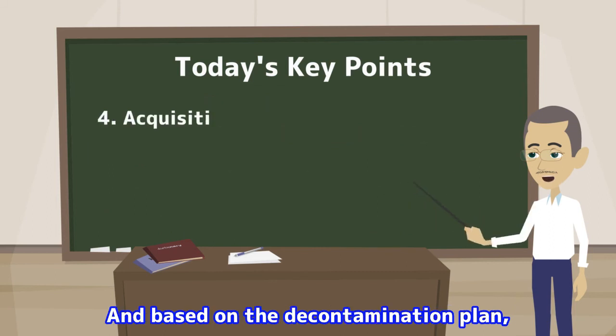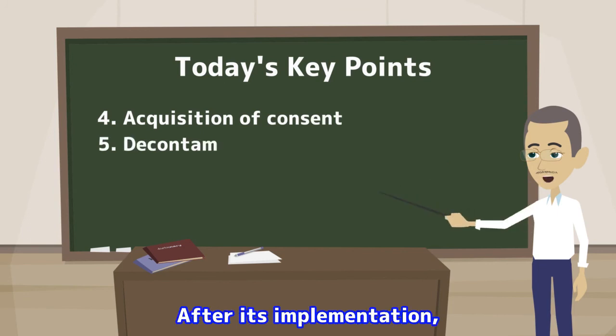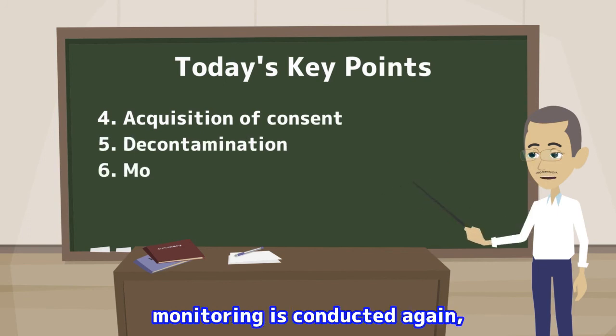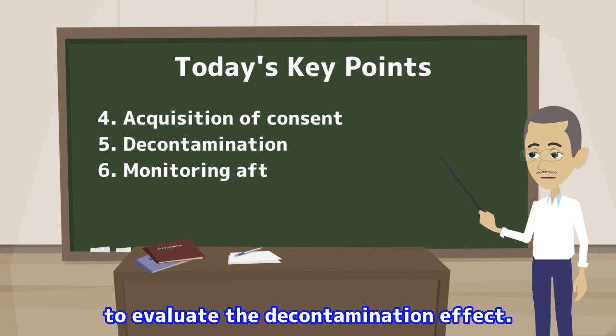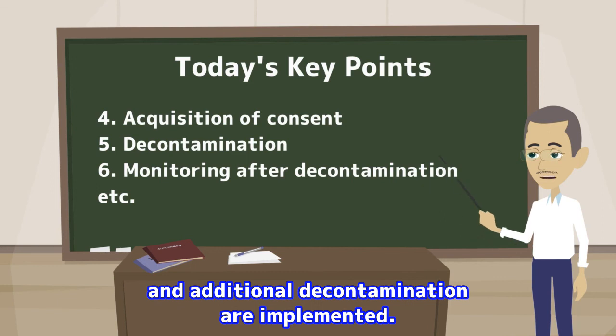And based on the decontamination plan, the consent is acquired. After its implementation, monitoring is conducted again, to evaluate the decontamination effect. And if some conditions are met, continuous monitoring and additional decontamination are implemented.